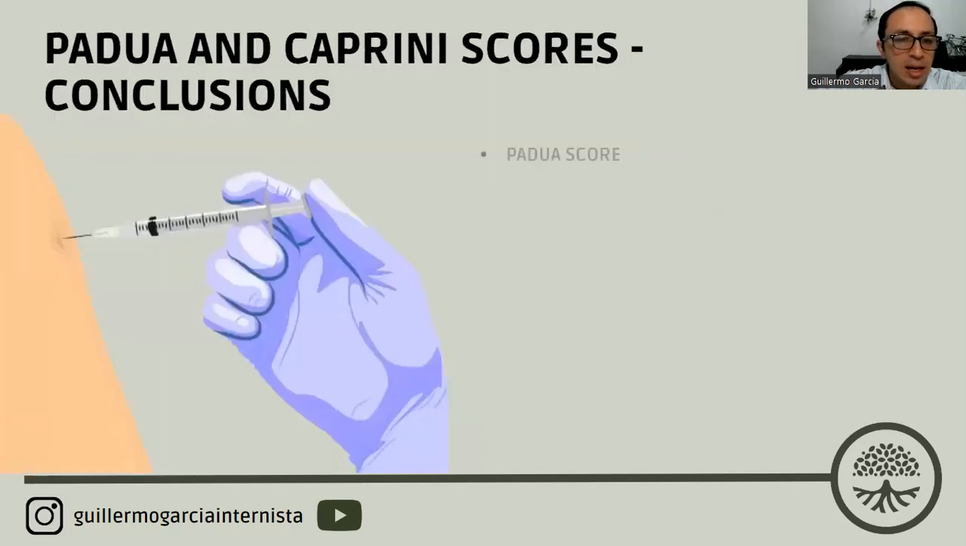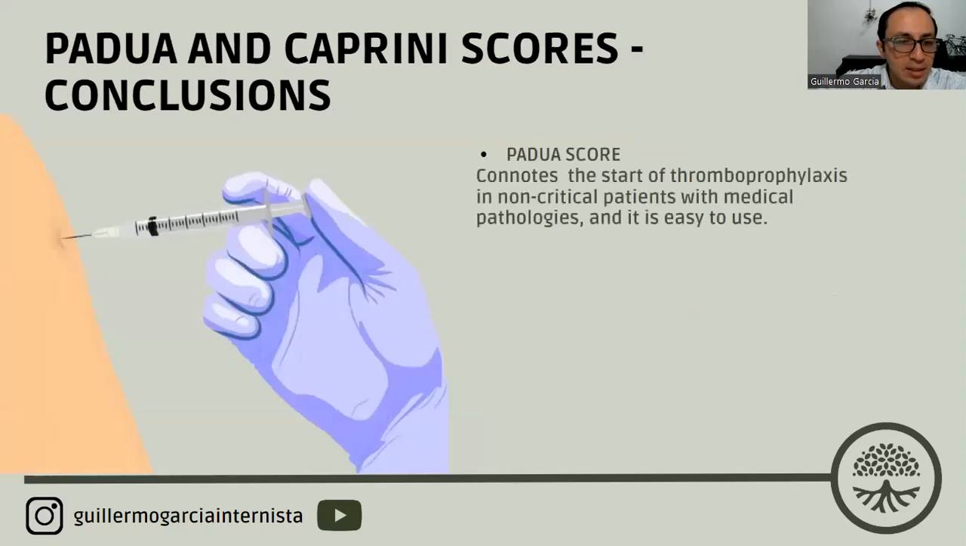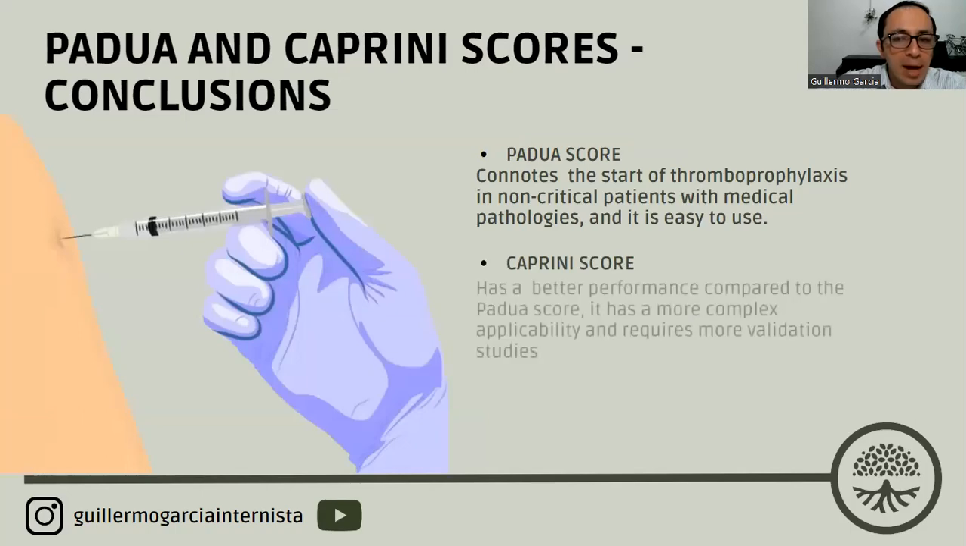In conclusion, the Padua score indicates the start of thromboprophylaxis in non-critical patients with medical pathologies, and it's easy to use, while the Caprini score shows better performance compared to the Padua score. It has more complex applicability and requires more validation studies. It's important to clarify that the Caprini score is also used to define high risk in surgical patients.